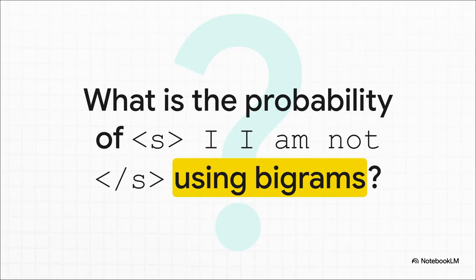All right, your turn again. Let's try to calculate the probability of the whole sequence, start-of-sentence, I am not, end-of-sentence, using our new corpus. You just do what we did before, right? Calculate the probability for each pair, like P of I given start-of-sentence, then P of am given I, and so on, and then multiply them all together. Seems straightforward, but be careful. This is where we're about to see a huge, critical flaw in our simple design.